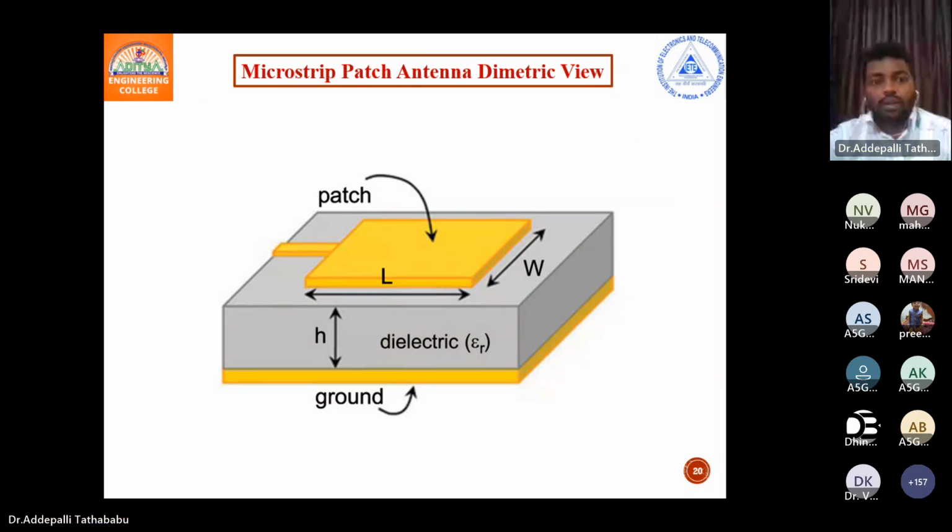Now, coming to the microstrip patch antenna, this is the diametric view. If you want to design the microstrip patch antenna, we should know the three parts.